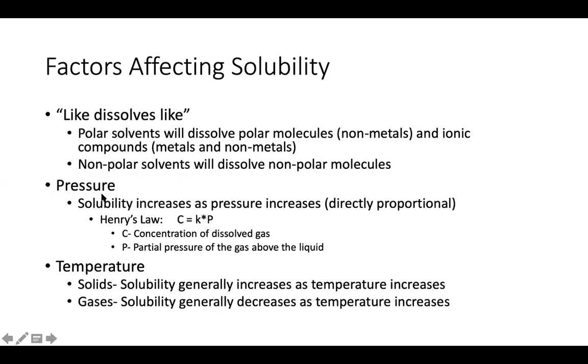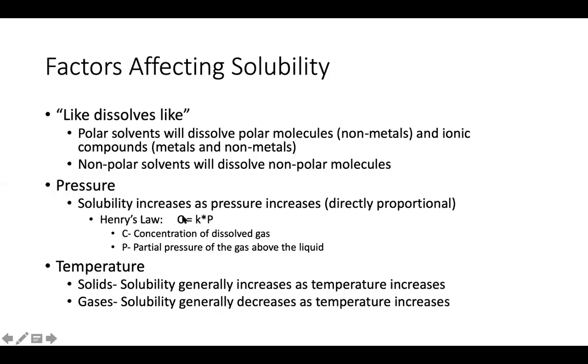Okay, and a great example of that was the first challenge problem from last Monday, the first SI of the semester. I believe that example was, what solvent would methane best dissolve in? Okay. A second factor that affects solubility is pressure. So as pressure increases, solubility will increase. And we can see that in Henry's law.